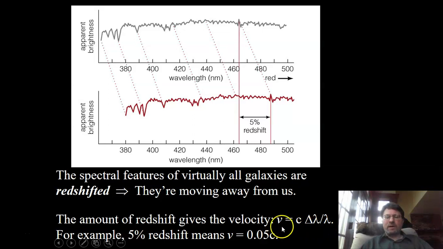Here's the general formula down here. Whatever the fractional shift in wavelength is, here lambda represents wavelength, delta lambda is the change in wavelength. You multiply that fractional shift by the speed of light c to get the speed of the galaxy.